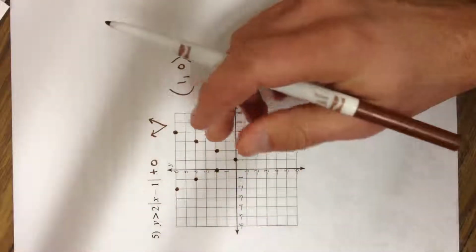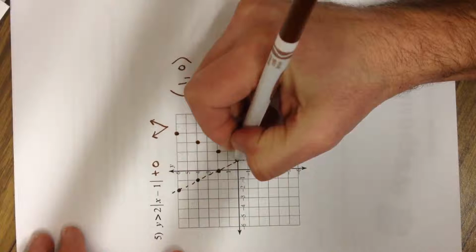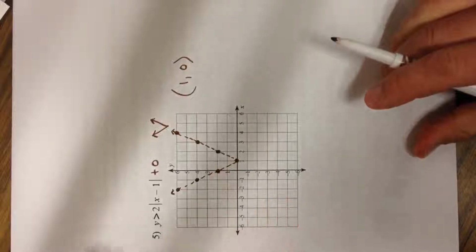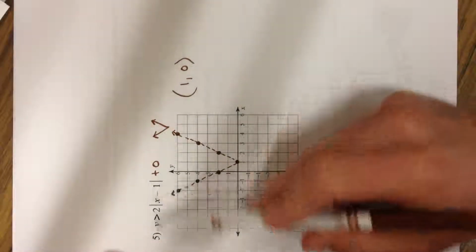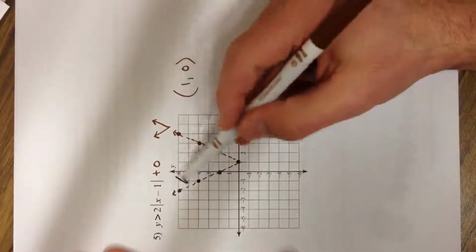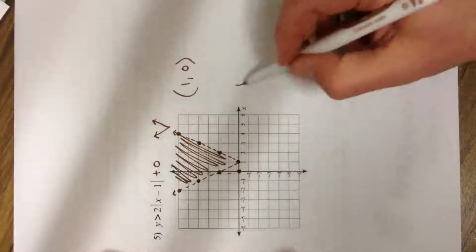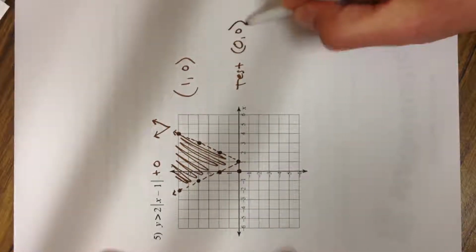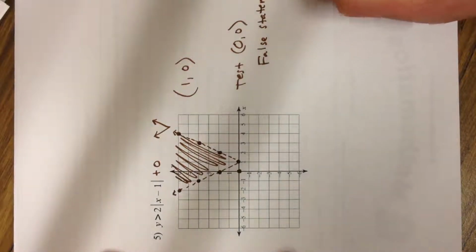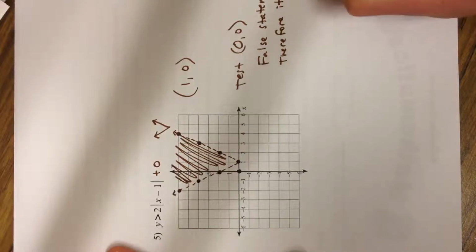Now, I should have a dashed line, because the points on the line are not going to be solutions. If I plugged any one of these points into this inequality, it would not be true. So since it's greater than, I'm going to shade above. Again, if I tested 0, 0, you will end up with a false statement. Therefore, it is not a solution.